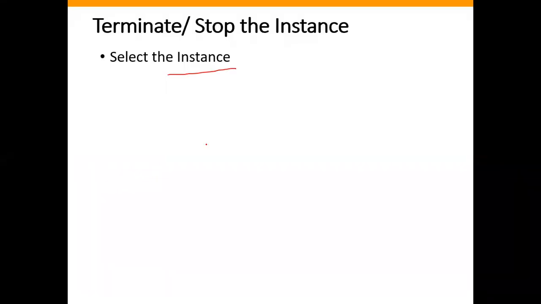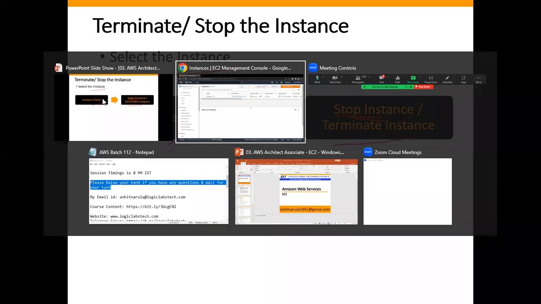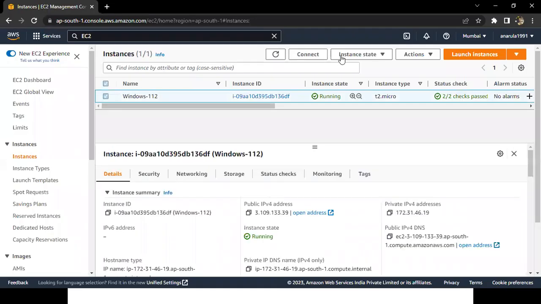Select the instance, go to instance state, and choose stop instance or terminate. Stop means you're shutting down a machine. After that, you can start this machine again. Termination means you are going to delete this machine. If you want to stop it and start it again, you can use that. But I don't need this machine. So I'm going to terminate this particular EC2 machine.